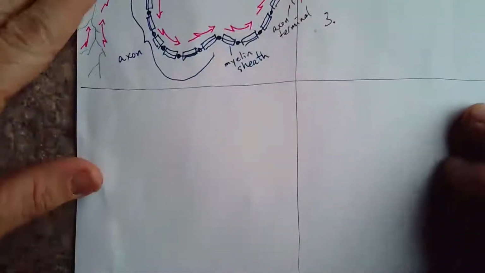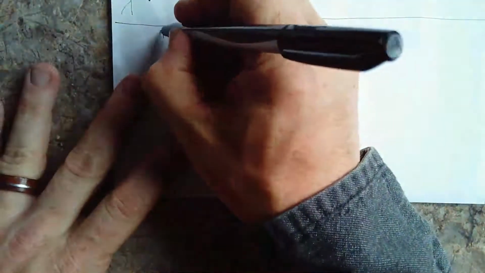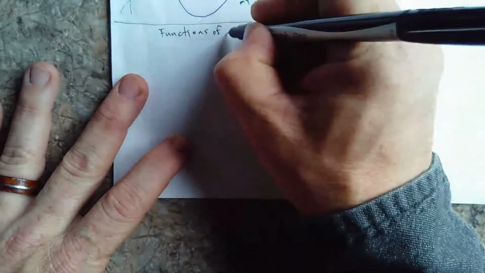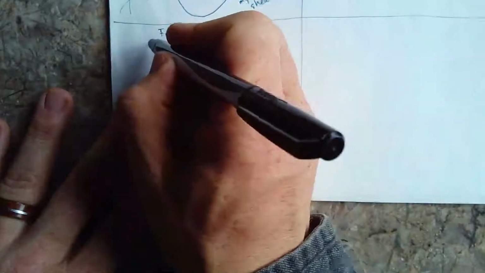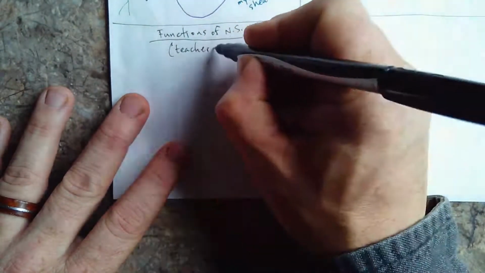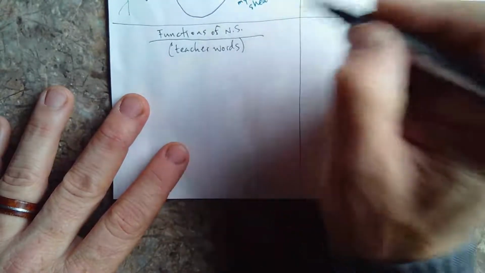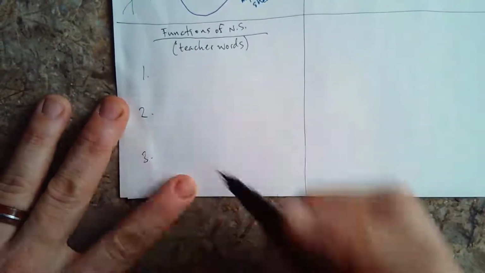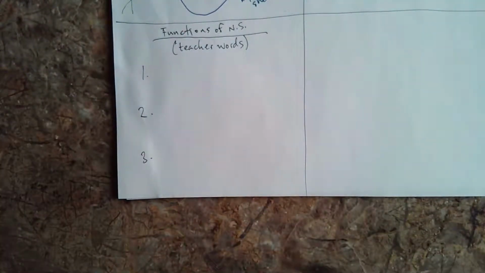Okay, if you followed the instructions, you went and watched that video, I hope that you found it to be interesting. Maybe you watched it a few times. It's kind of funny. So what was going on in Tyrone's brain there? In this box, we're going to write functions of the nervous system, teacher words. Okay, and we'll see how you did. 1, 2, 3. Functions of the nervous system in teacher words.